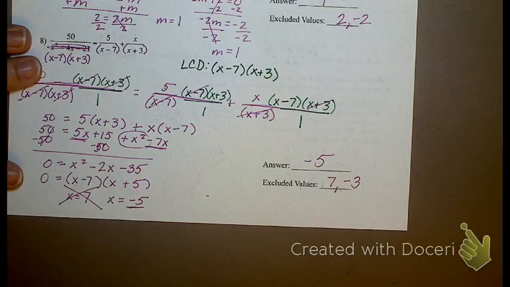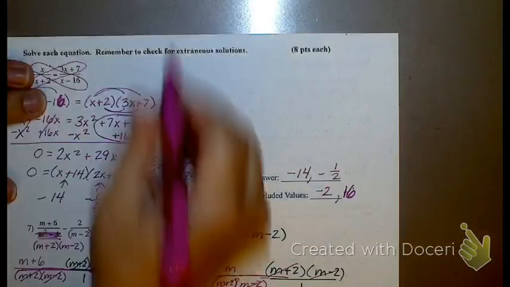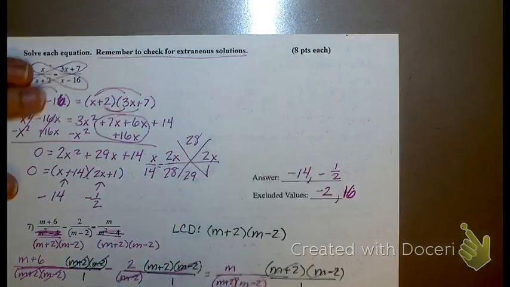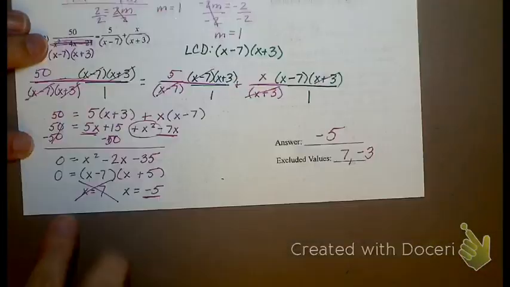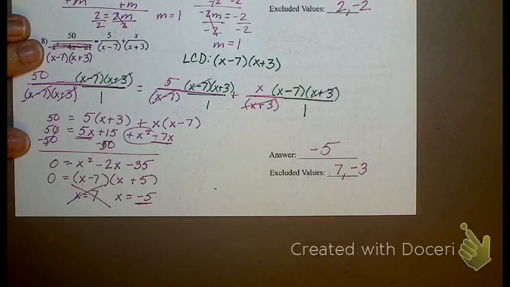What if I had to throw them both out? You would just say no solution. Do I need to state that 7 is extraneous? No, just drop it out. Okay, and that's what it means when it says remember to check for extraneous solutions. It's that last step of making sure that your answers don't overlap with the excluded values. Okay, questions? Happy studying.